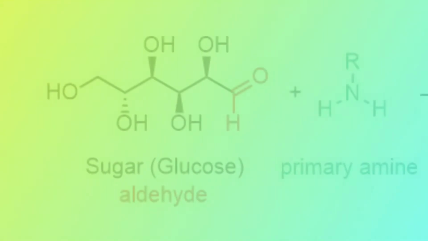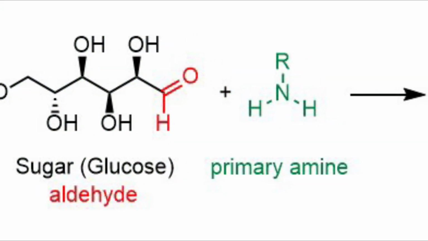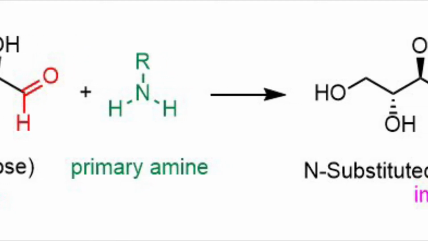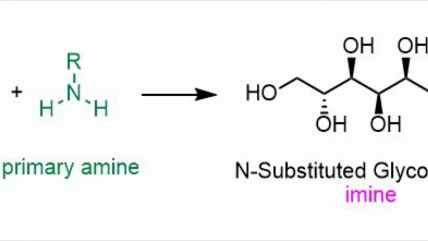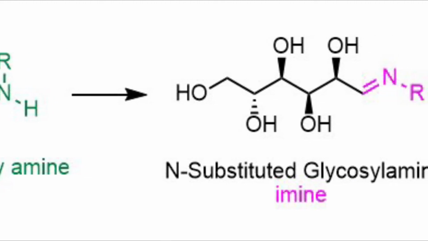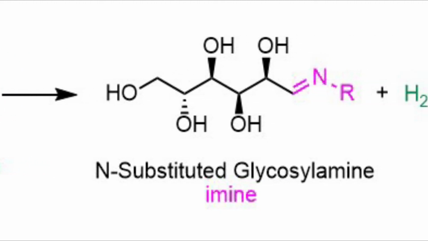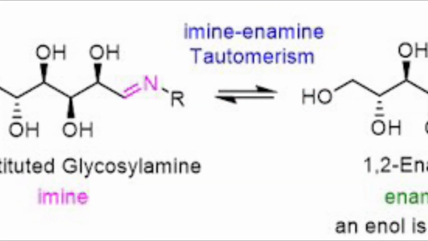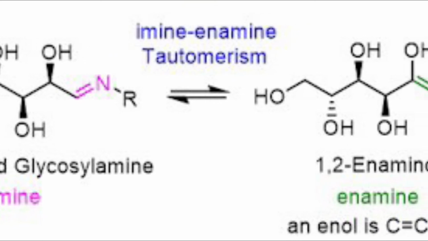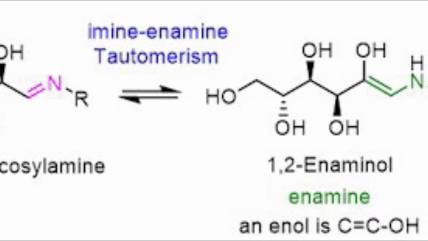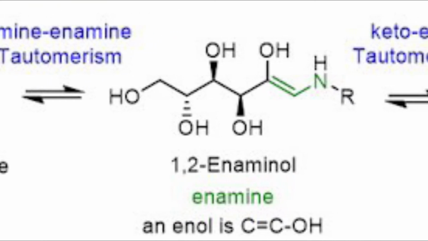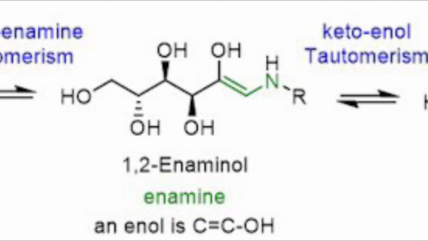This reaction was discovered by Louis Camille Maillard, who saw it as a reaction between amino acids and sugars. The first stage of this reaction is the reaction between the sugar and the amino acid, producing a glycosylamine compound. The electrophilic carbonyl group on the sugar reacts with the nucleophilic amino group on the amino acid. The N-substituted glycosylamine would then go through an imine-enamine tautomerism to produce a 1,2-enaminol. That intermediate would then go through a keto-enol tautomerism to create the rearranged Amadori compound, resulting in a ketone.